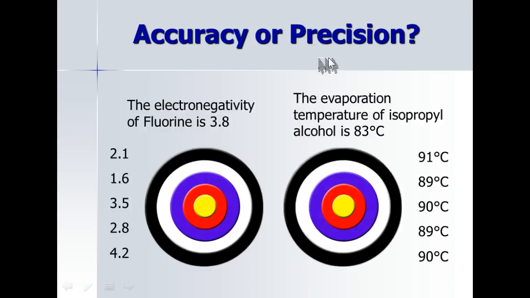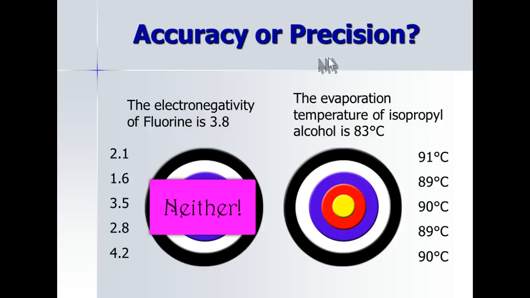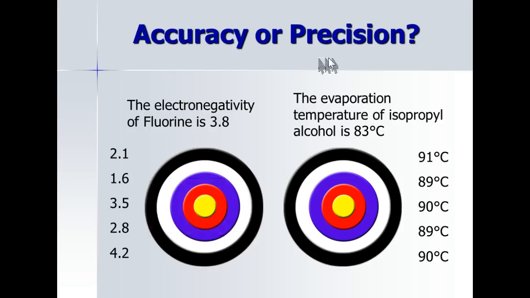Couple more. The electronegativity is 3.8 for fluorine. We got 2.1, 1.6, 3.5, 2.8, and 4.2. These really aren't close together, and they're really not close to the right answer, so I would say this is neither.